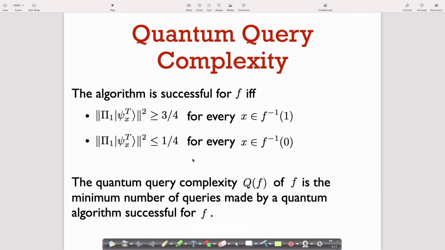So as in the previous cases, the quantum query complexity of a function is the minimum number of queries made by a quantum algorithm that computes f with bounded error. Again, we're going to minimize over all possible quantum algorithms that successfully compute f in this sense with bounded error. And that's the definition of quantum query complexity.